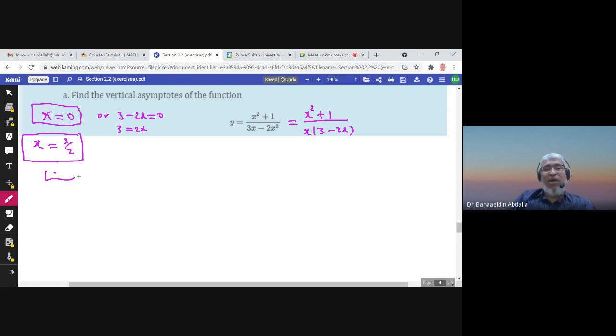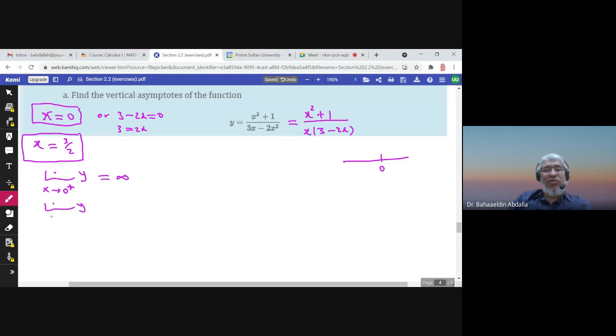And let us check the behavior of y, the function, when x approaches 0 from the right. When x approaches 0 from the right, we replace x by 0.1. The numerator is positive. And 3 minus 2 times 0.1 is positive, times positive. So the limit is infinity because everything is positive.